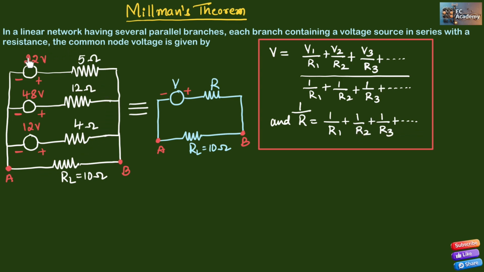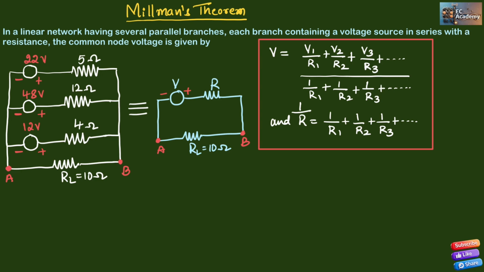In simple terms, in a network, if we are having parallel combinations of voltage sources connected in series with a resistor, that can be replaced by a single voltage source and a resistance between 2 points using these formulas. So in this formula, the number of terms will depend upon the number of branches that are connected. So for this given example, let us find the single voltage and a resistance using these formulas.